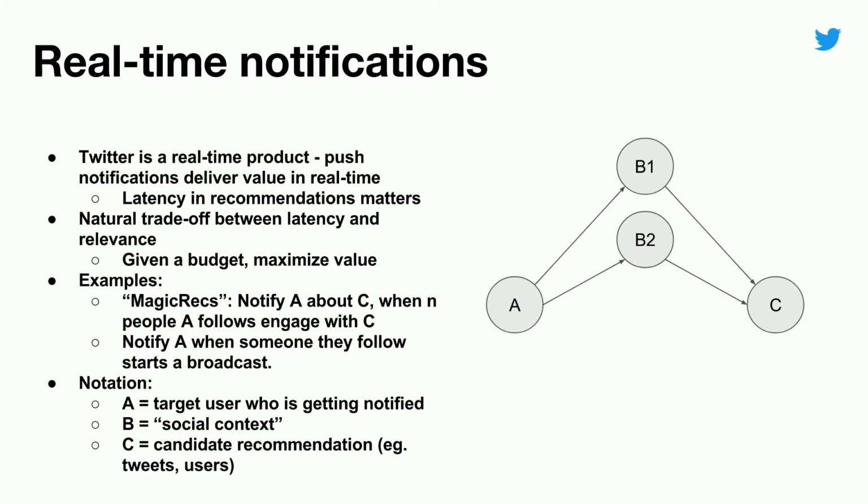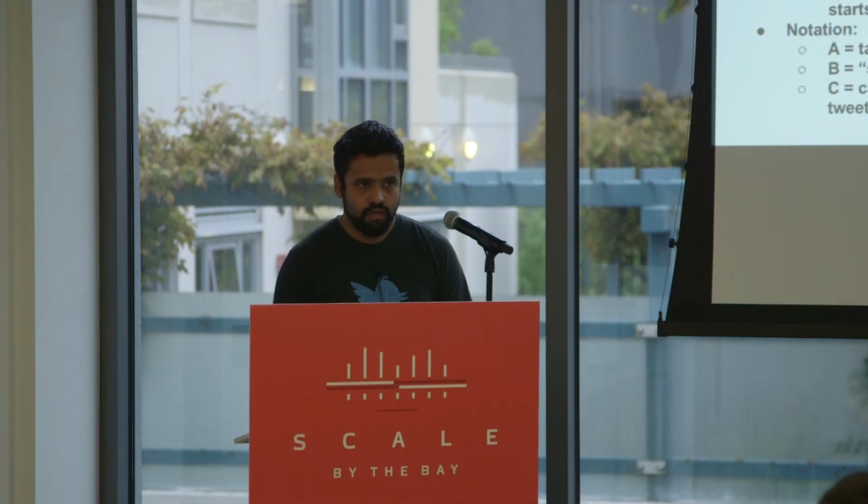So the notation is: A is the target user who is getting notified. So if I am viewing Twitter on my platform, I get a push notification, I am A. B is the social context, which is, if I follow someone, that person made some interaction and caused a push notification to me. So the person that I follow is what we call the social context. And C is the candidate recommendation, and these could be tweets, users, and so on.